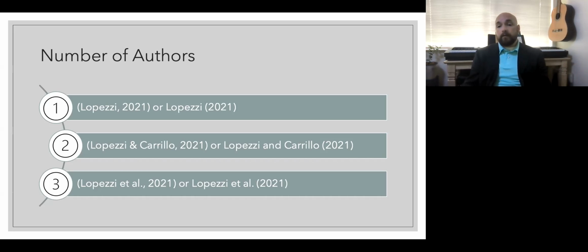However, when there are three or more authors, you include the first author's last name and et al, followed by a period and a comma, then the publication year. And this is in a parenthetical citation. For narrative citations, you include the last name followed by et al. and a period, then the publication year in parentheses, as shown here to the right. Again, there are other ways this can be done, but to keep it simple, I'm just showing you the most common way.